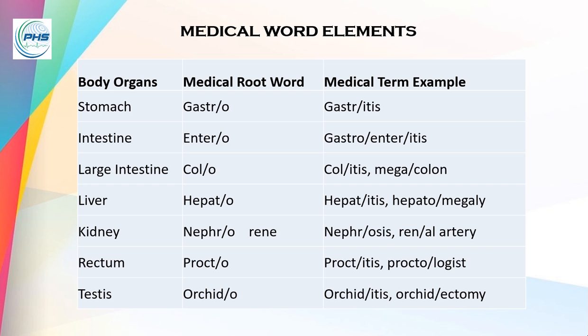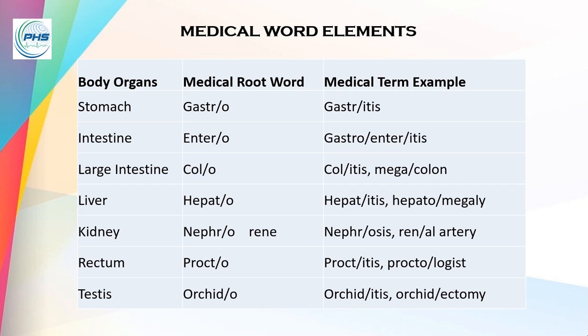Suffix megaly means enlargement. Hepatomegaly is an abnormally enlarged liver. Hepatomegaly can be caused by heart failure, blockage of the blood vessels from the liver, or be a sign of a chronic liver disease. Next body organ we can look at is kidney.